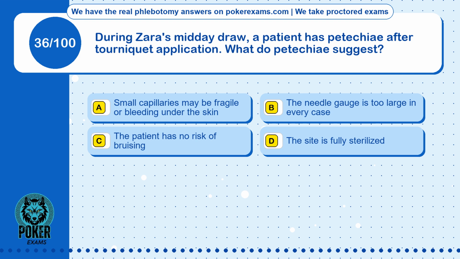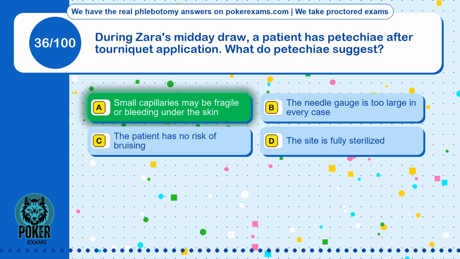Question 36. During Zara's midday draw, a patient has petechiae after tourniquet application. What do petechiae suggest? Option A. Small capillaries may be fragile or bleeding under the skin. Option B. The needle gauge is too large in every case. Option C. The patient has no risk of bruising. Option D. The site is fully sterilized.